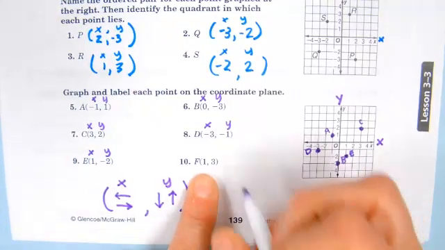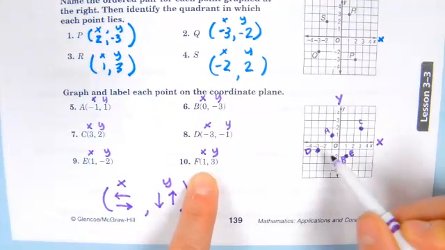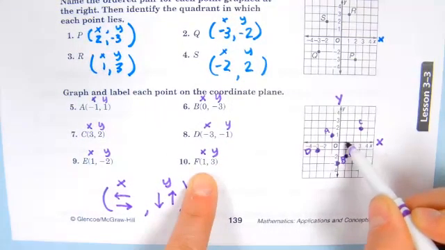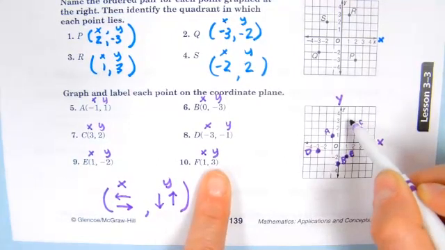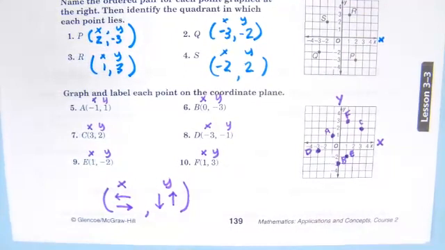All right, last one. X-axis is 1, y-axis is 3. So I'm going to use the x-axis right to 1 and the y-axis up to 3, put the dot, and label it F. Okay, that's our review notes for today.